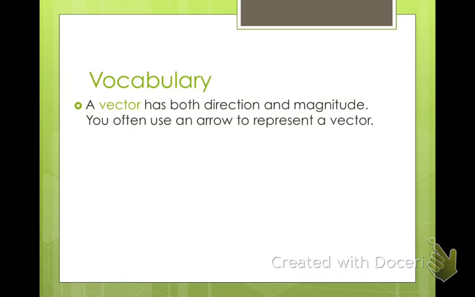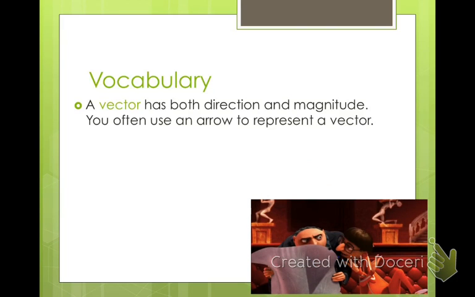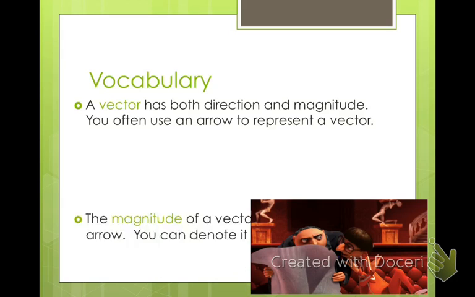So vocabulary. A vector has both direction and magnitude, and you often use an arrow to represent a vector. When I saw this, I thought of Despicable Me and the villain Vector, because he's committing crime with both direction and magnitude. Hopefully you've seen the movie. If you haven't, you should go watch it after your math lesson, of course.